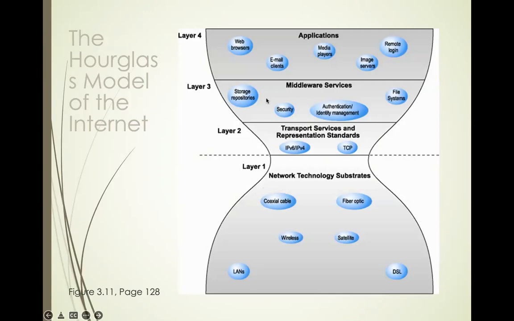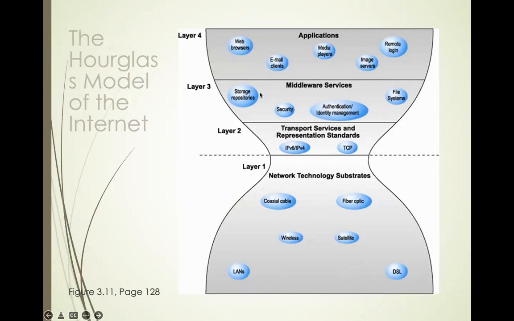This is the hourglass model of the internet. You can see that layer one is the network technology substrates. We have LANs, DSL, wireless, satellite, coaxial cable, fiber optic. This is the first layer. The second layer is about the transport services and representation standards. We have IP version 4, IP version 6, TCP.